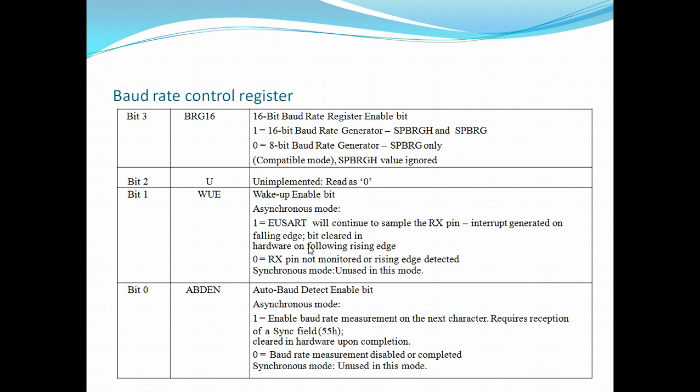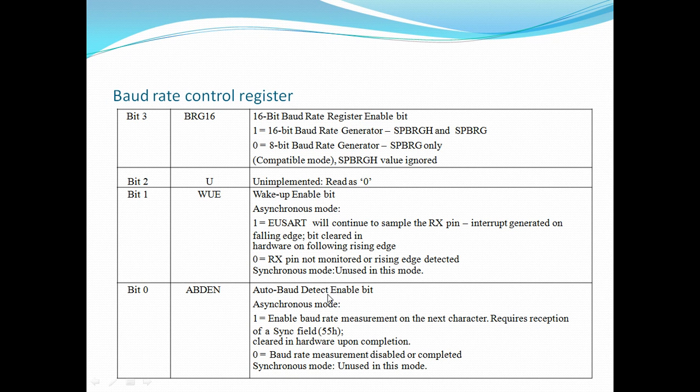You can see, if this particular bit is 1, that means what? USART will continue to sample the RX pin and an interrupt is generated on the falling edge. This bit is cleared on the rising edge and set on the falling edge. This will generate an interrupt for the reception and transmission of data.